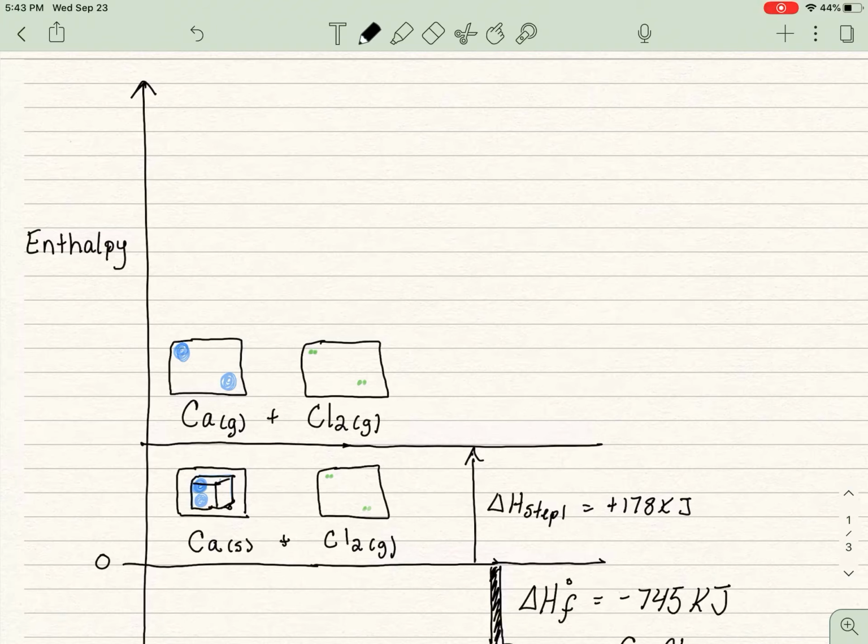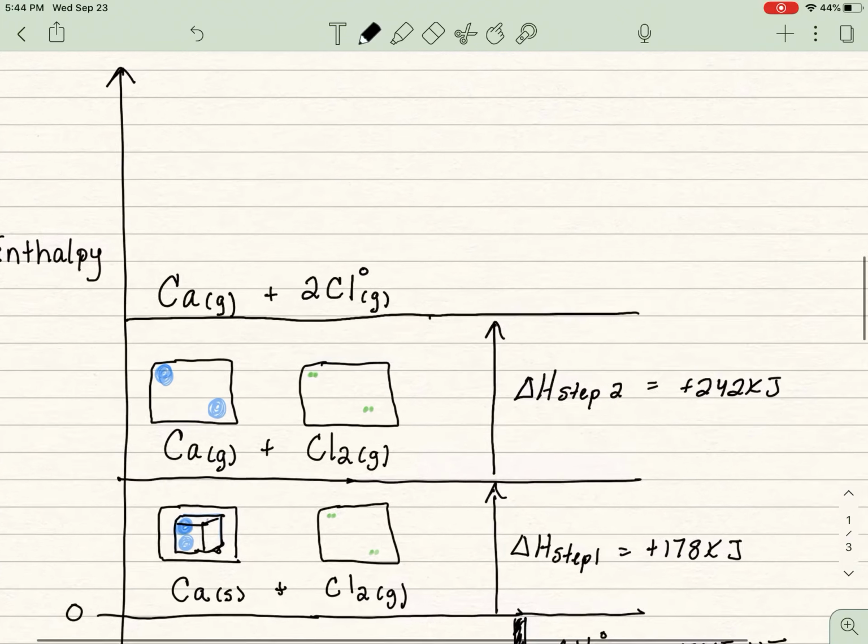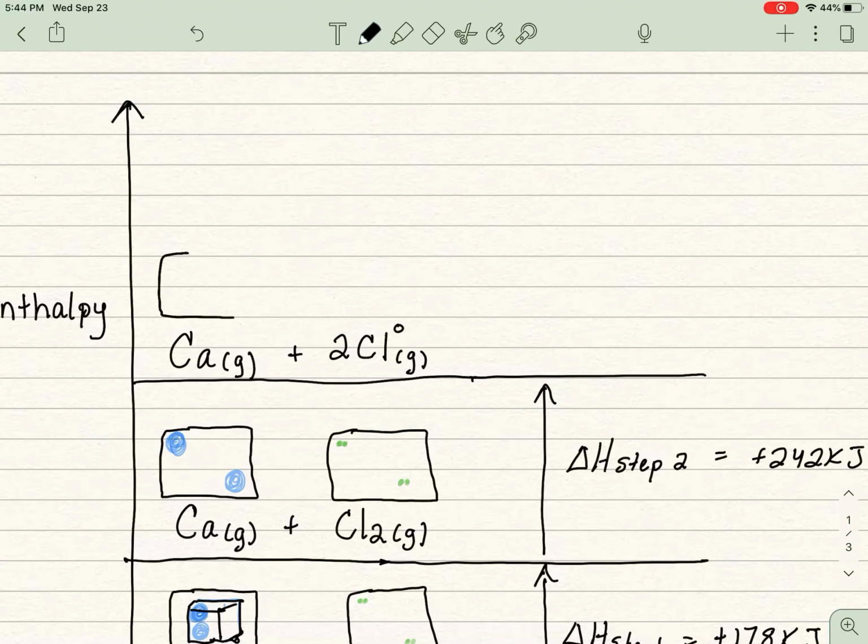So the next one is going to be step 2. Step 1 was sublimation. Step 2 is the bond energy, and that was plus 242. That was breaking the chlorine diatomic single bond. So we'll put another plateau, kind of like stages of how this happened. Again, the calcium is a gas, checking my states of matter here, and my chlorine are now 2 chlorine atoms that are gaseous. I'm going to put a little 0, just so you know these are not the ions yet. So in this picture right here, I'm just going to draw above what happened.